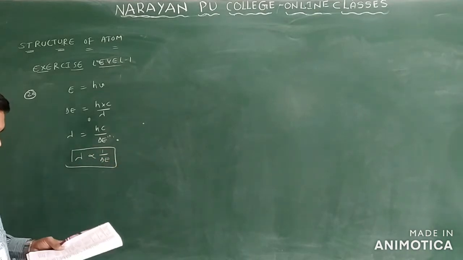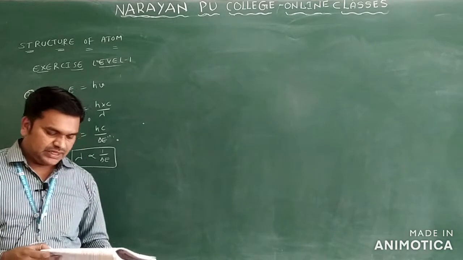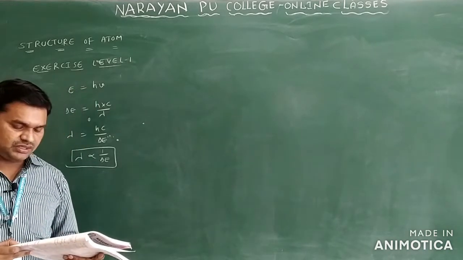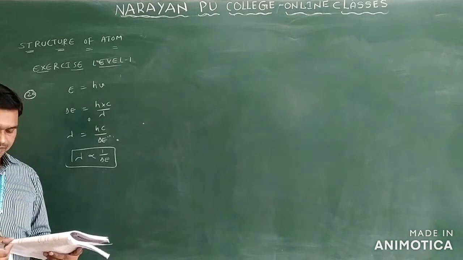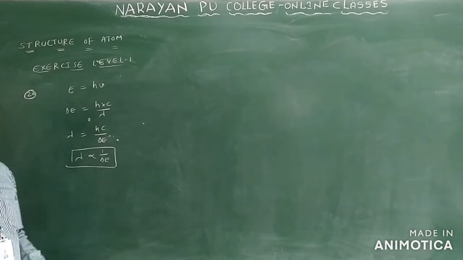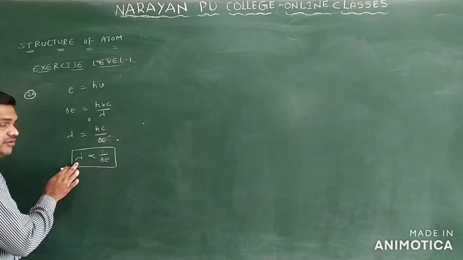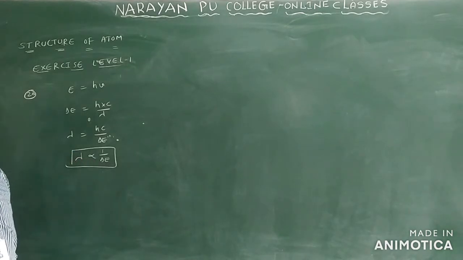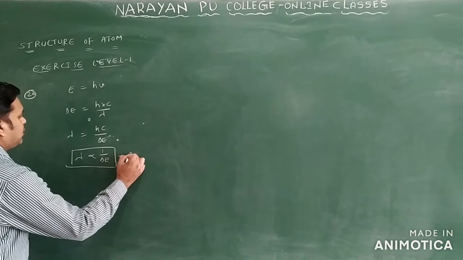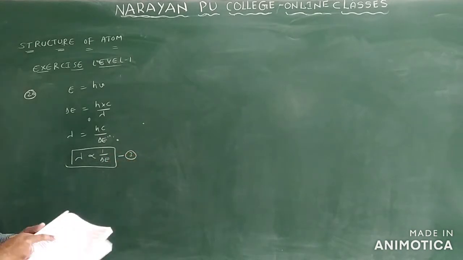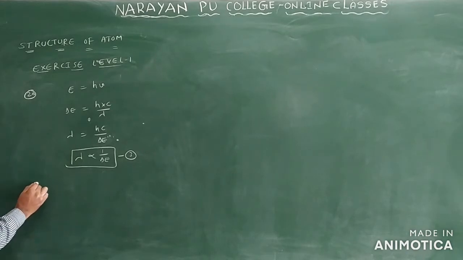So what you can see here is that the wavelength is inversely proportional to the difference in the energy levels involved in the transition only. So what is your answer here? Lambda, the wavelength, is inversely proportional to the difference in the energy only. So you will take option 3 for this question. Clear? So this is question number 20.